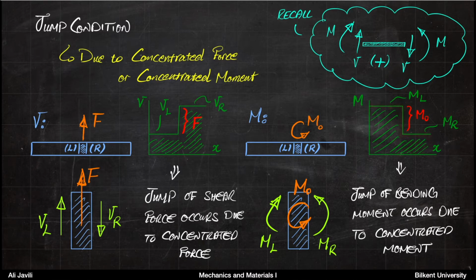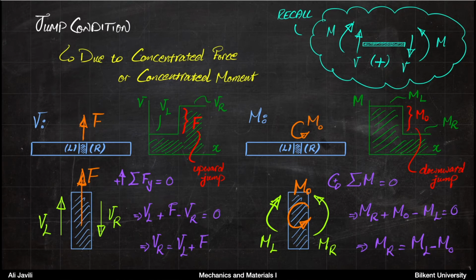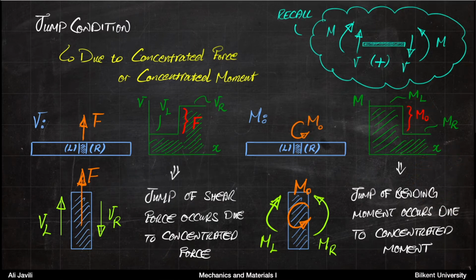Okay? So basically, if you want to compare these two cases, again, you can look into this. In the previous case, for an upward force, you would have an upward jump in the shear diagram. For a counterclockwise moment, you would have a downward jump in the moment from left to right. So again, summarizing this, you get a jump of shear force due to concentrated force, and a jump of bending moment due to concentrated moment.